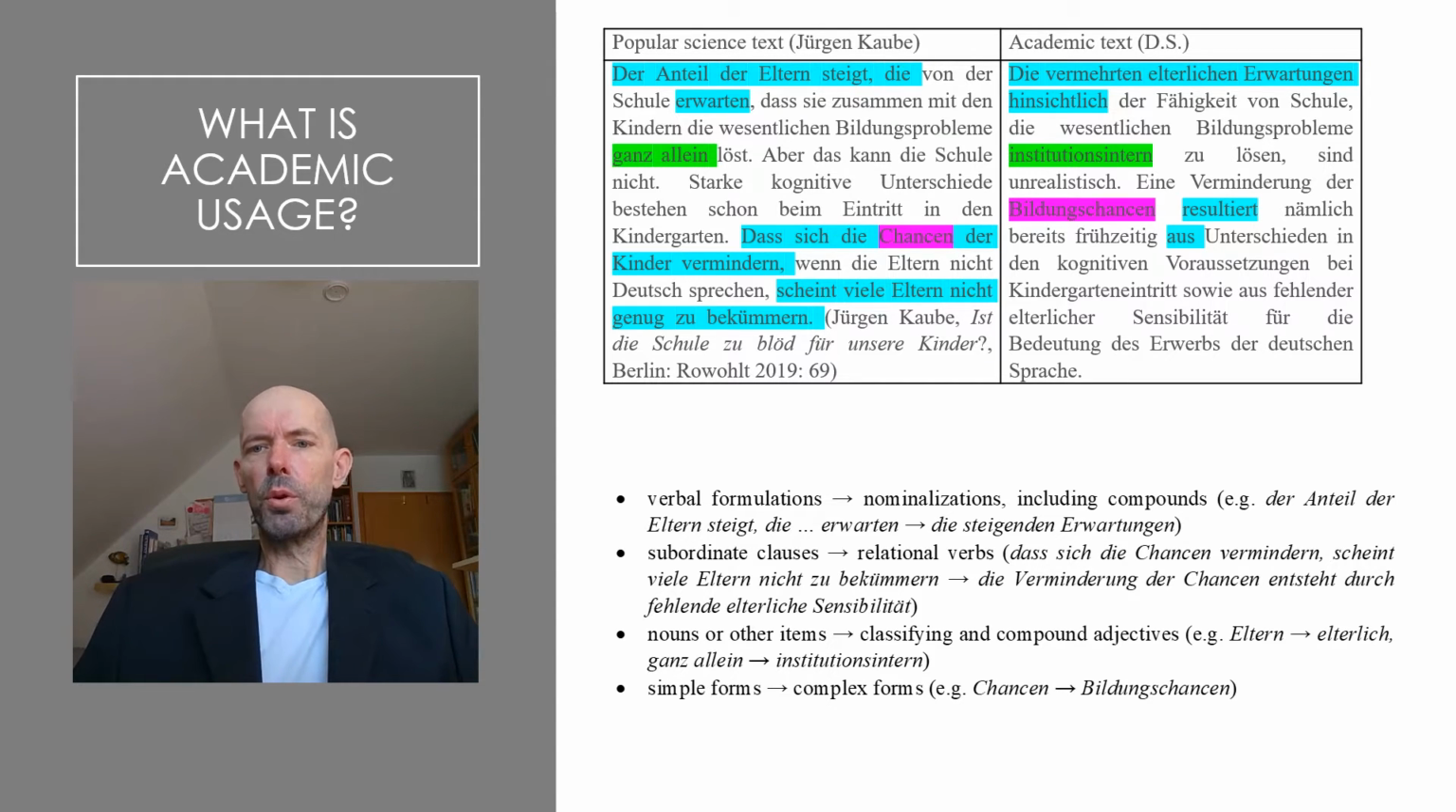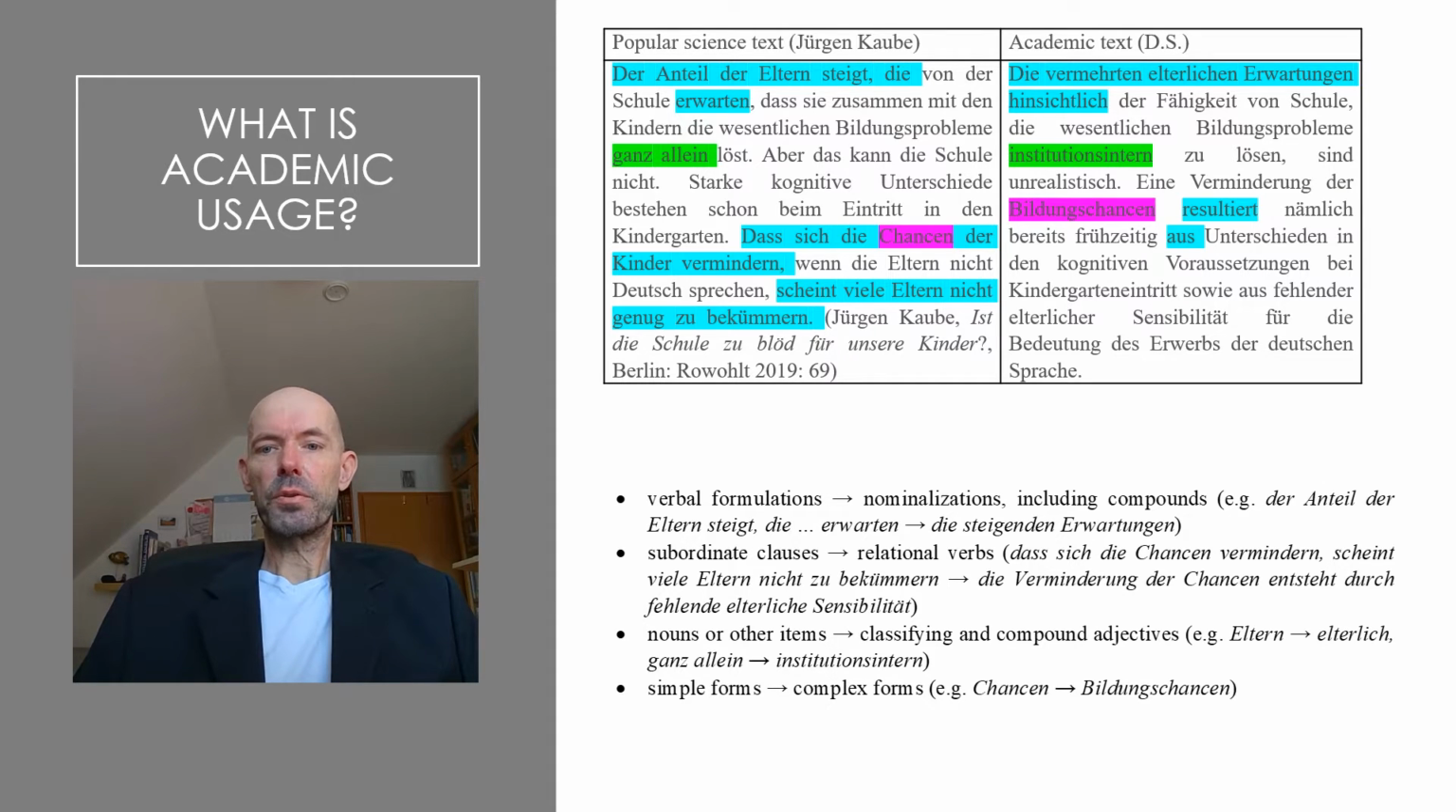A second point is that subordinate clauses become relational verbs. So if we look at the other sentence that's highlighted in turquoise here, "dass sich die Chancen der Kinder vermindern, scheint viele Eltern nicht genug zu bekümmern". This becomes "die Verminderung der Chancen resultiert aus", or we could also say, "entsteht durch fehlende elterliche Sensibilität". Note also that in the final version we've used a bildungssprachliches word, as we say in German, a learned word, "resultieren" rather than "entstehen", because these words are preferred in specialist academic text.